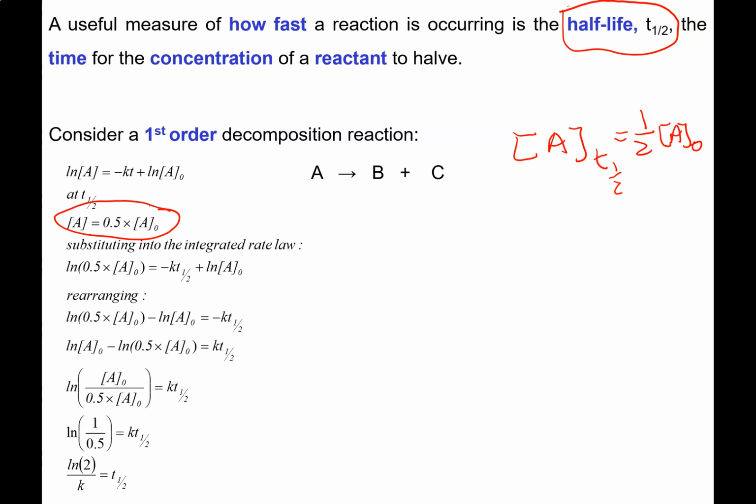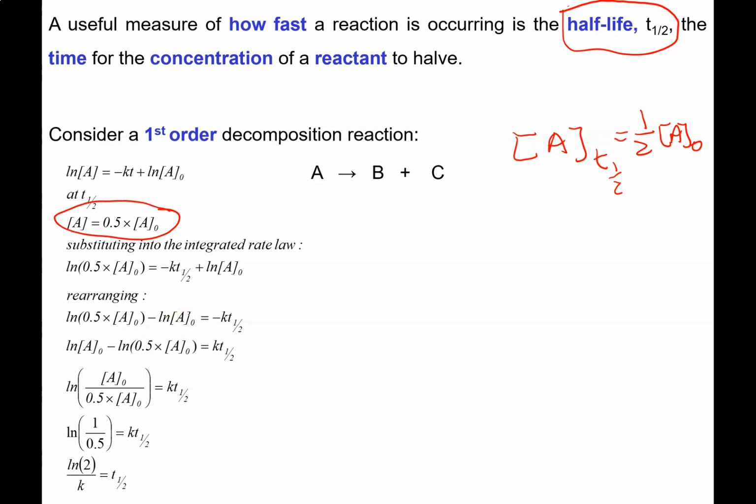So now we put this expression for the concentration into the integrated rate law for a first order reaction, and we say that the natural logarithm of 1/2 of my original concentration will be equal to minus k times t1/2 plus the natural logarithm of my original concentration. So then I'm going to bring all of the concentration terms to the left-hand side, and that gives me this expression, log of 1/2 of my original concentration minus log of my original concentration.